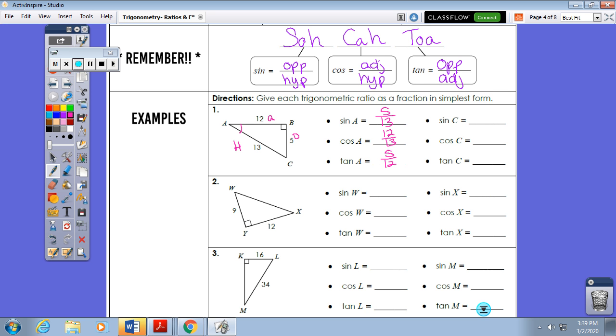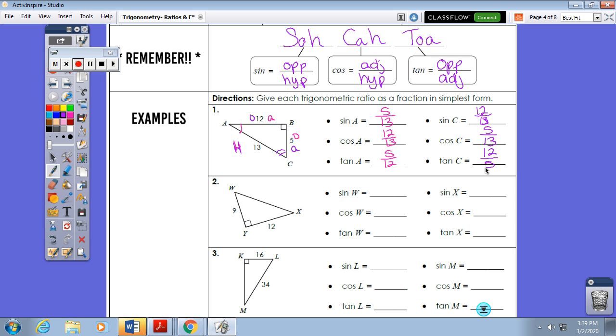Okay, then if I stand at B, things change just a little bit. Now this becomes my opposite, this becomes my adjacent. Again, this is still my hypotenuse. The hypotenuse doesn't change. So sine is opposite over hypotenuse, so it becomes 12 over 13. Cosine is going to be 5 over 13. And then tan is going to be 12 over 5.